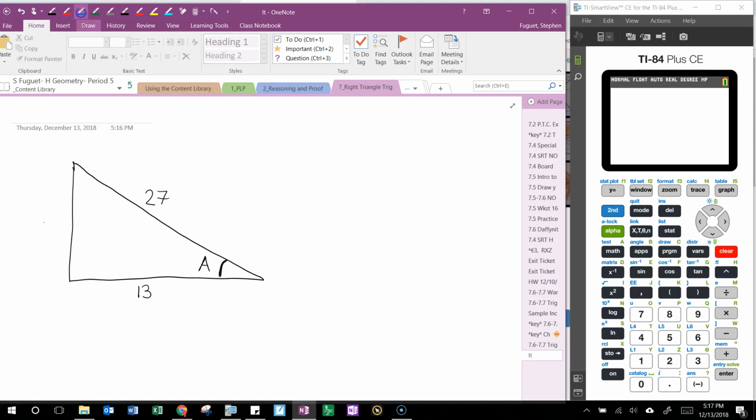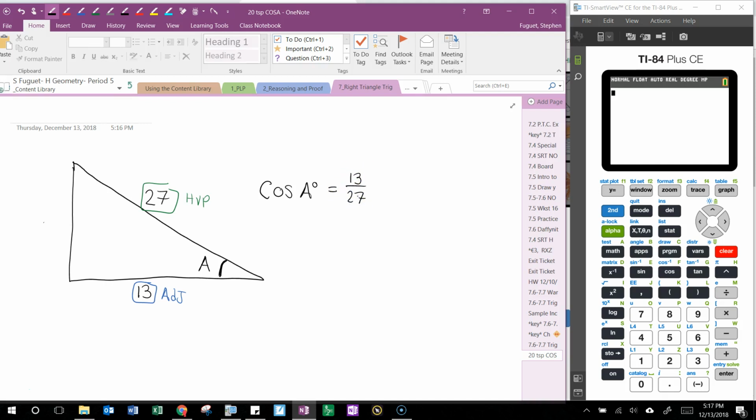So in this problem here, we are trying to find the measure of angle A. And we are given the measure of 13, which is considered the adjacent side of A. And we're given the measure of 27, which is our hypotenuse. So based on that information, adjacent over hypotenuse is going to be our cosine ratio. So we're trying to find the cosine of angle A, which is going to be equal to 13 over 27.